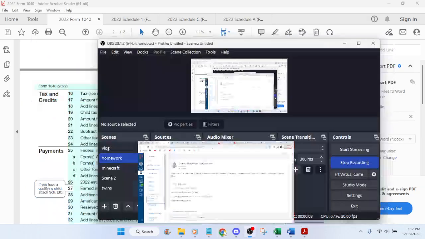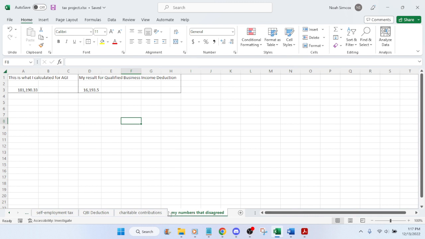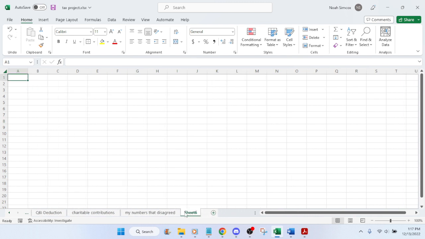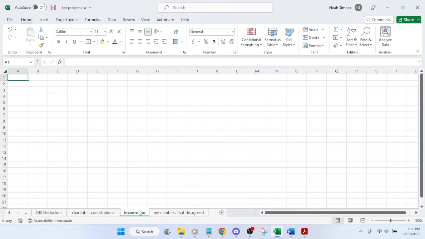Oh no, homework. It was homework. Tax. We are going to calculate tax. So go to Excel. Tax. Well, income tax. So here's how we calculate income tax.